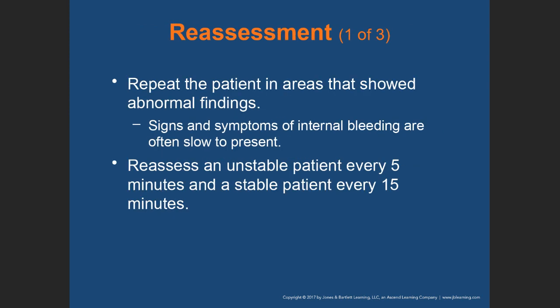Once we have completed the secondary, the final phase of the assessment is the reassessment. Repeat the primary assessment in areas that showed abnormal findings. So when you're repeating your primary assessment, pay attention to areas that you had issues with. Signs and symptoms of internal bleeding are often slow to present. Reassess an unstable patient every 5 minutes and a stable patient every 15 minutes.